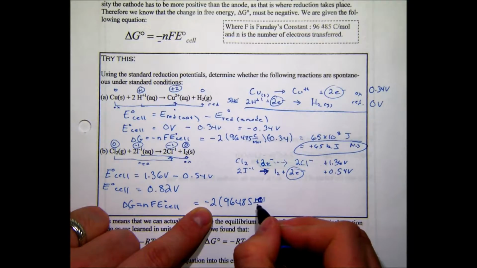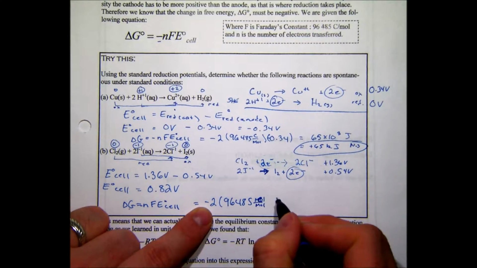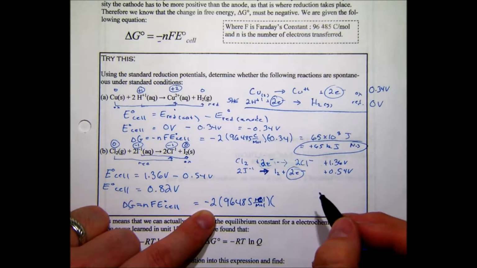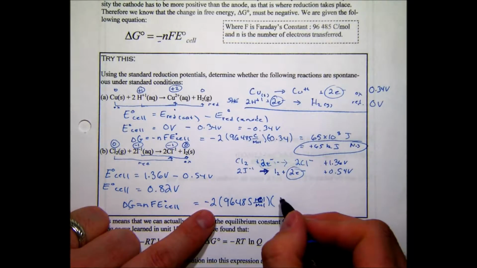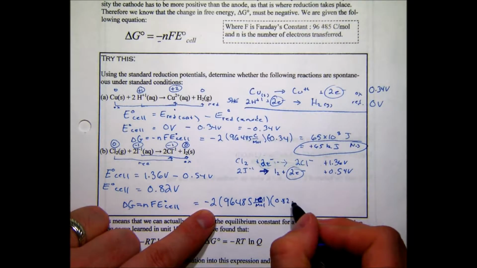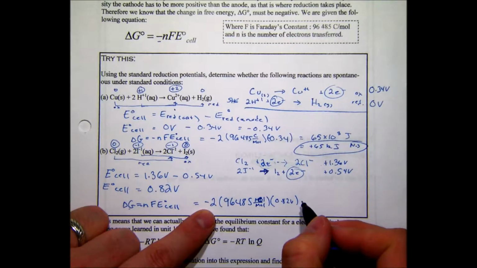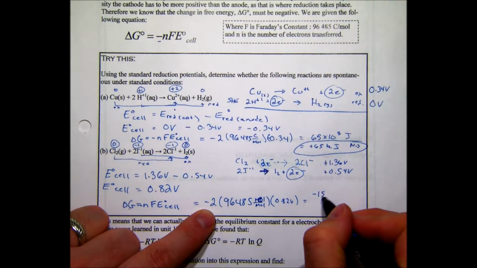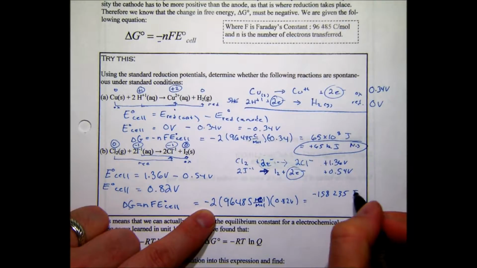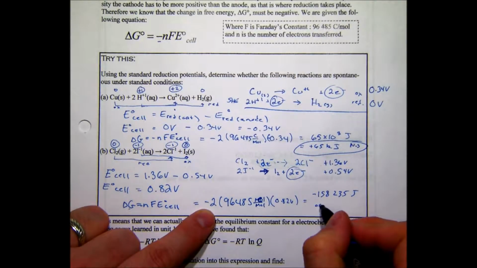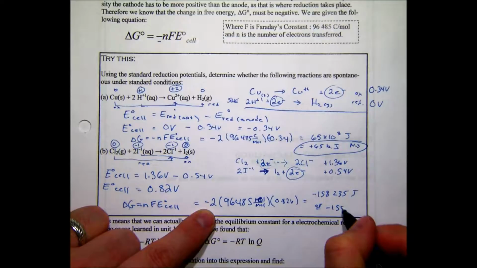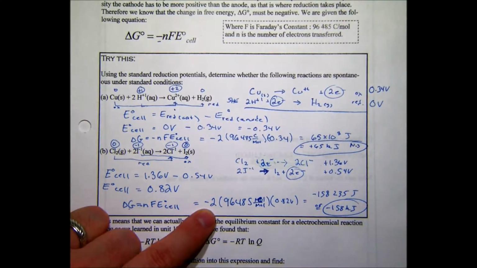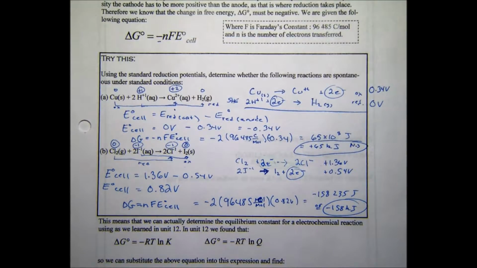Coulomb per mole, and 0.82 volts, and that gives me negative 158235 joules, or negative 158 kilojoules. So now that delta G is negative, we know that this reaction is spontaneous under these conditions.